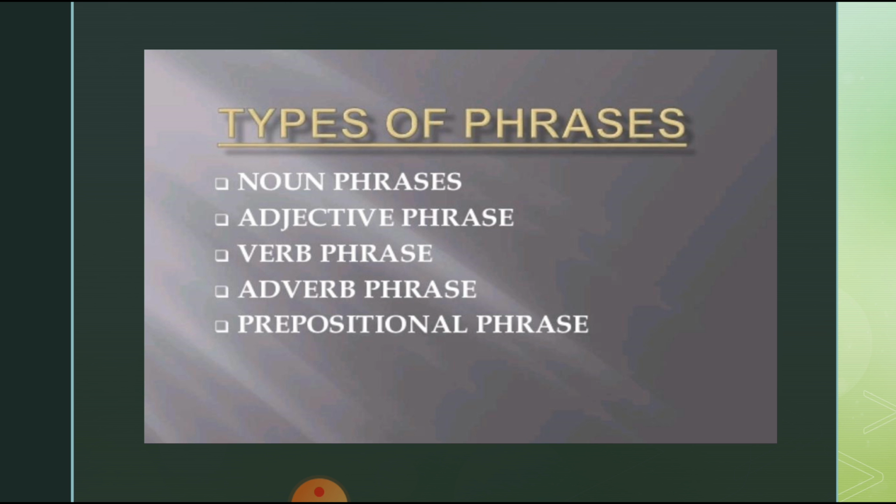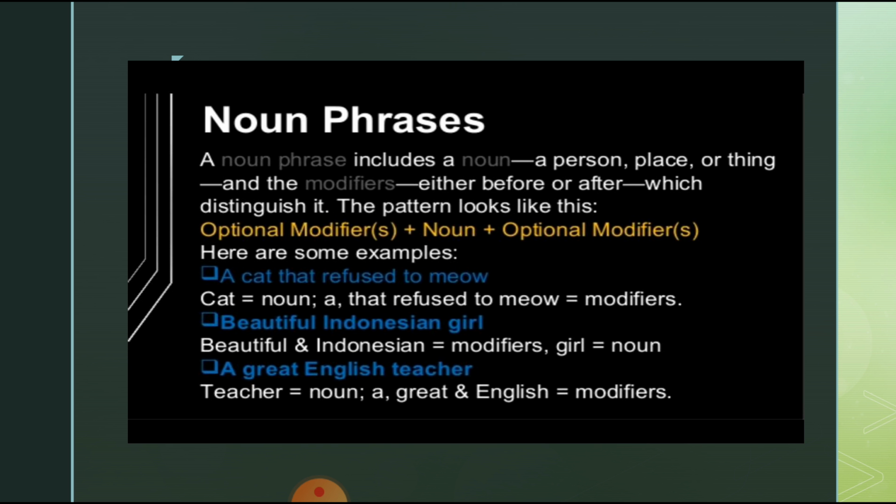See, there are different types of phrases. There are noun phrases, adjective phrases, verb phrases, adverb phrases, and prepositional phrases. All these phrases we will discuss now. Now let us start with noun phrases. A noun phrase includes a noun, that is a person, place, or thing, and a modifier either before or after it, which distinguishes it.